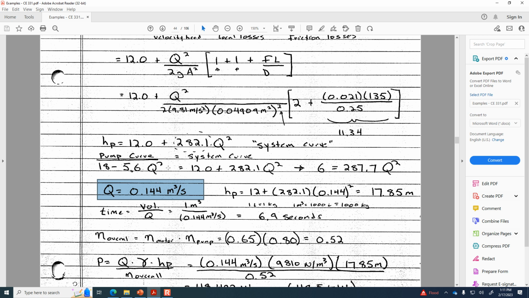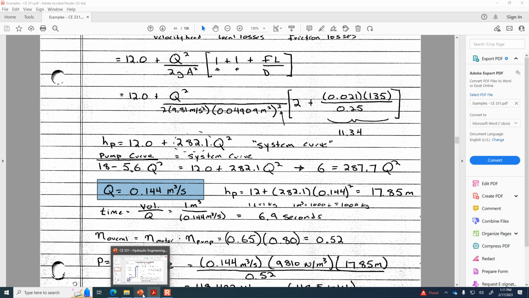That flow rate will give us the same H sub P, which is either from the perspective of the system curve, that's how much pump head is required to be added in order to achieve that flow rate, or from the perspective of the pump curve, that is, for a certain flow rate, how much pump head can the pump actually contribute to the system. And for the flow rate that we've calculated, those two values are one and the same. So that's what we did.